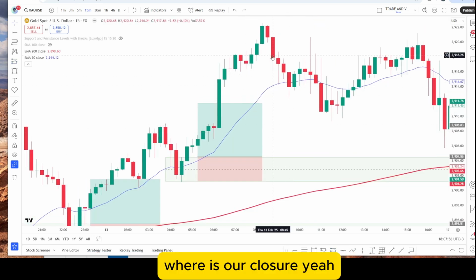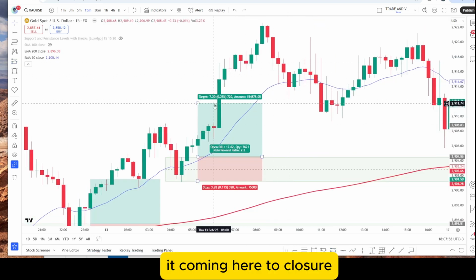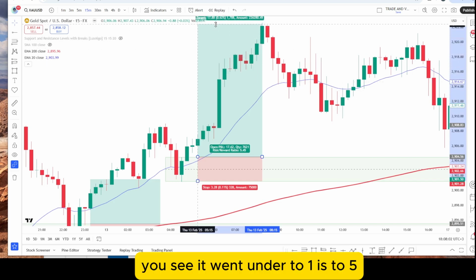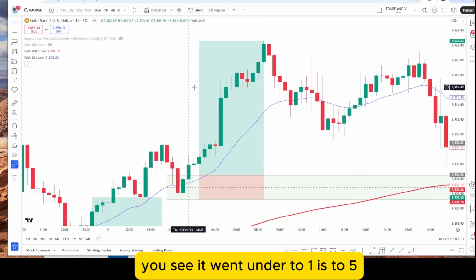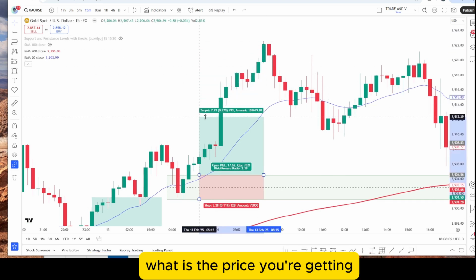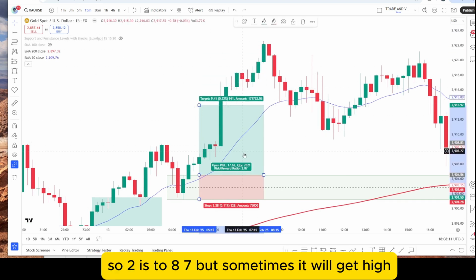Where is our closure? Yeah, it's coming here to closure. If you are not trailing, you can fix. You see, it went until 1 is to 5. But if you are trailing, once the candle closes here, what is the price you are getting? So 2 is to 87.